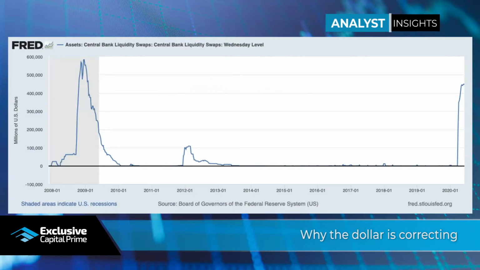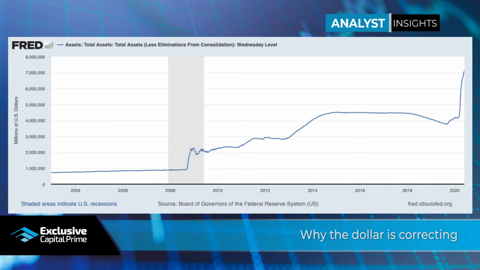One reason are the liquidity swaps the Fed has opened with major central banks around the world. Currently, about $450 billion in liquidity has been provided by the Fed. These swaps are mostly used for euro-dollar funding needs and take a lot of pressure off major currencies. Another reason is the Fed balance sheet.